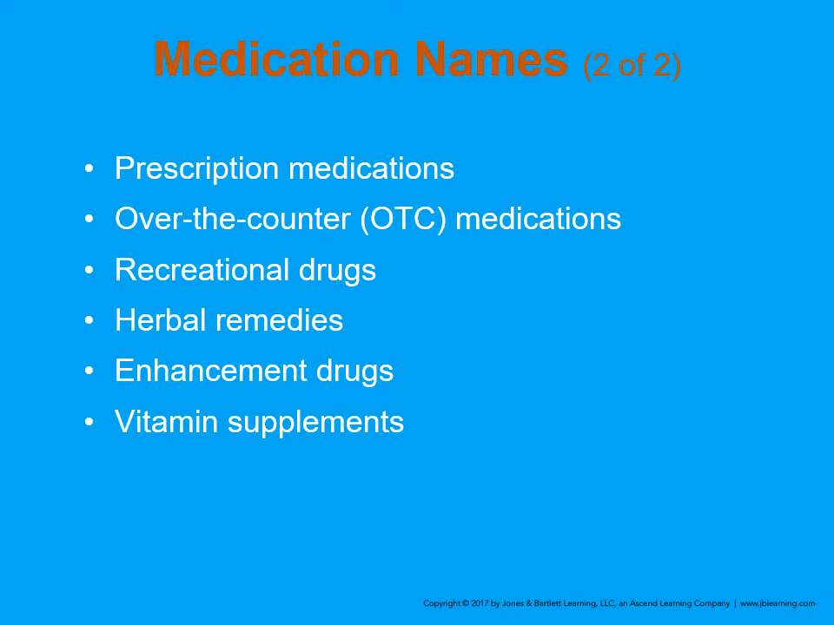Prescription drugs are distributed only by pharmacists and require a physician's order. Over-the-counter drugs may be purchased directly without a prescription. Other kinds of drugs include recreational drugs, heroin, cocaine, meth, herbal remedies, enhancement drugs, and vitamin supplements. Any medication that a patient takes can be pharmacologically active and can cause an effect. So ask patients about any and all medications or drugs they are taking.